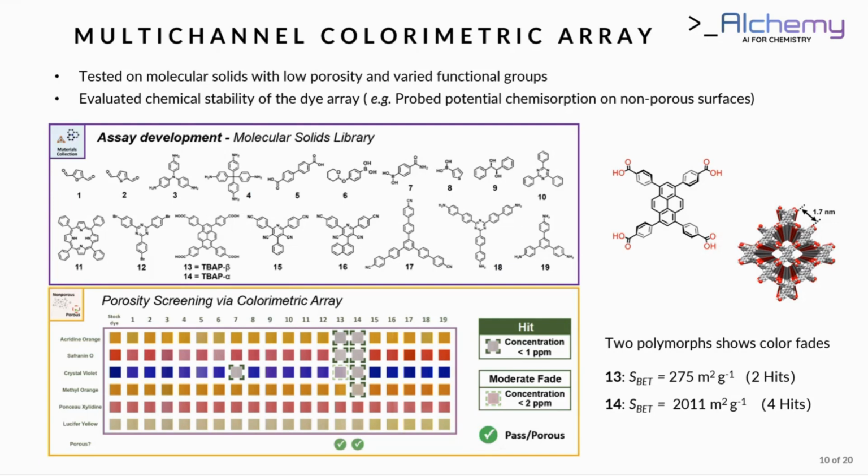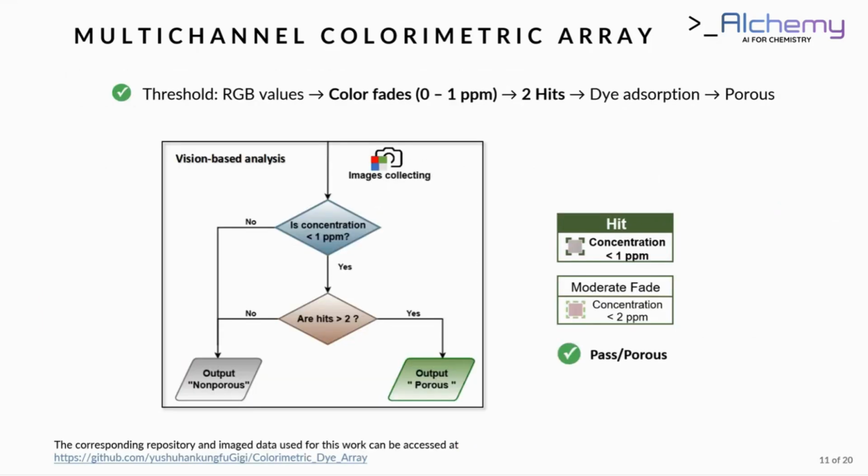Based on the average score observed for these molecular solids, we established a general threshold for the assay. That is, a material was classified as porous if it shows at least two hits. Conversely, if the sample fails to meet this threshold, it is categorized as non-porous.